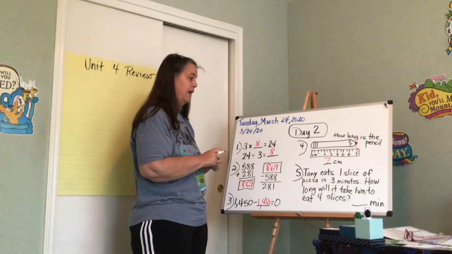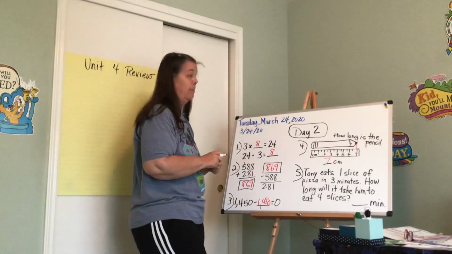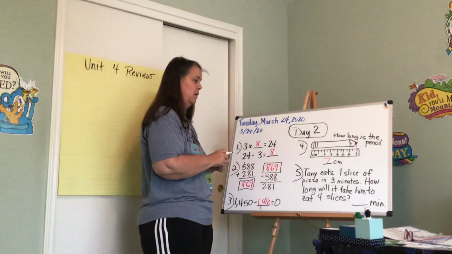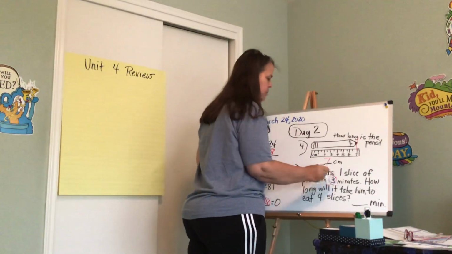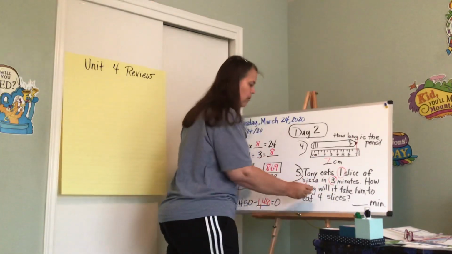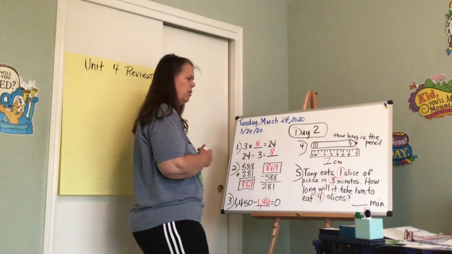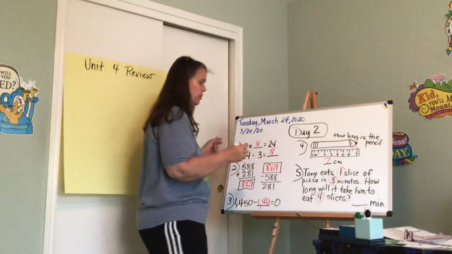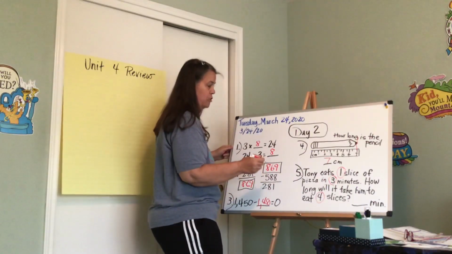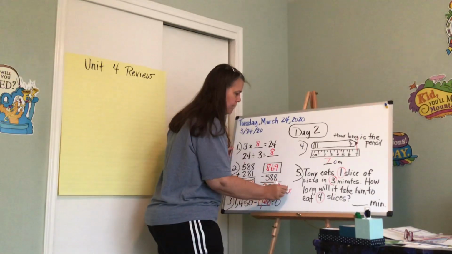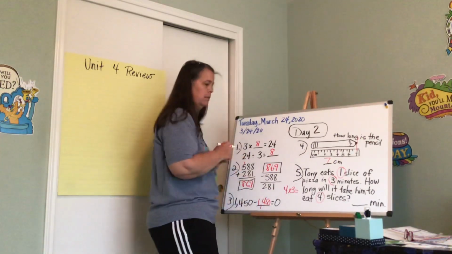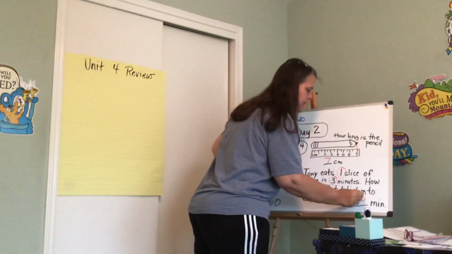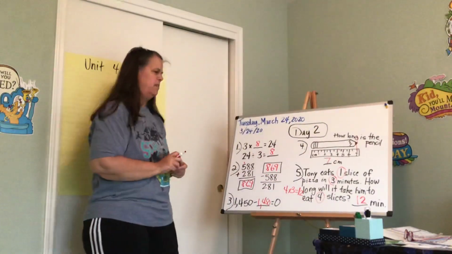All right, number 5. Tony eats 1 slice of pizza in 3 minutes. How long will it take him to eat 4 slices? Okay, my data tells me it takes 3 minutes to eat 1 slice. How long will it take for 4 slices? So what are you going to do? If every slice takes 3 minutes, what's a fast way to do that? You could add, but what's faster? That's right, multiplication. 4 times 3 equals 12. It takes him 12 minutes to eat 4 slices of pizza.